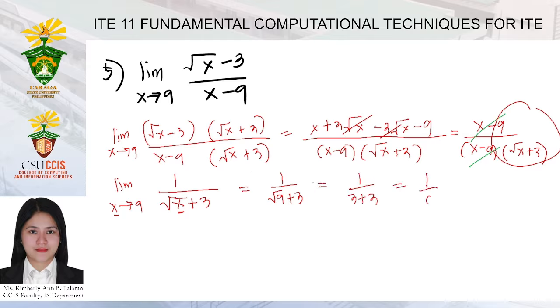So, 1 over 6. The limit of this function is this, 1 over 6. That is your final answer.